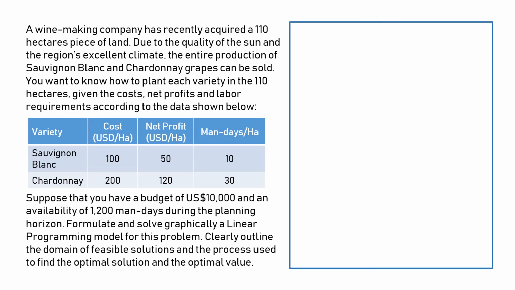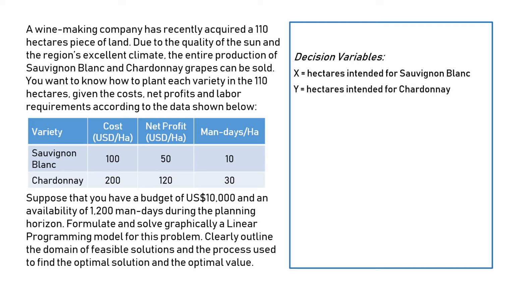The first step is to assign the decision variables for the two kinds of grapes to be produced. X will be the hectares intended for growing Sauvignon Blanc, and Y will be the hectares intended for growing Chardonnay grapes. Next is to formulate the objective function. Since the goal of the company is to gain high revenue, we will be using the values under the net profit column as the coefficients in our objective function, which gives us maximize z equals 50x plus 120y.